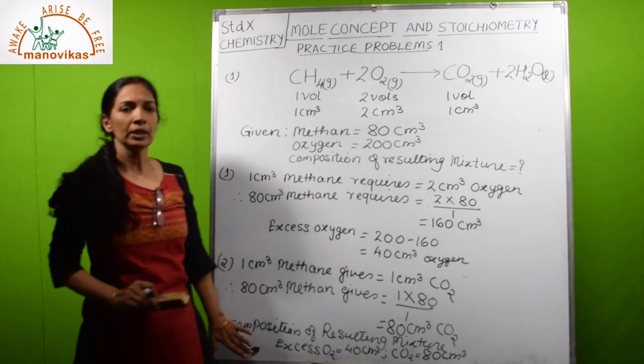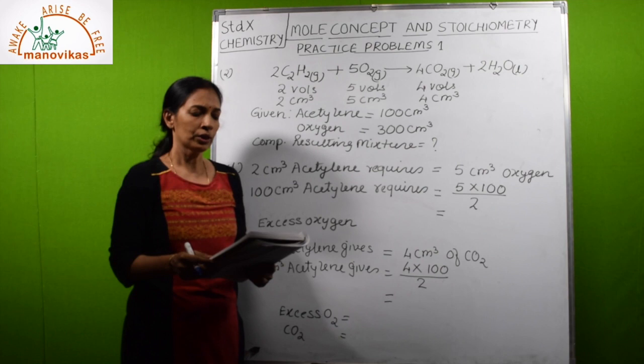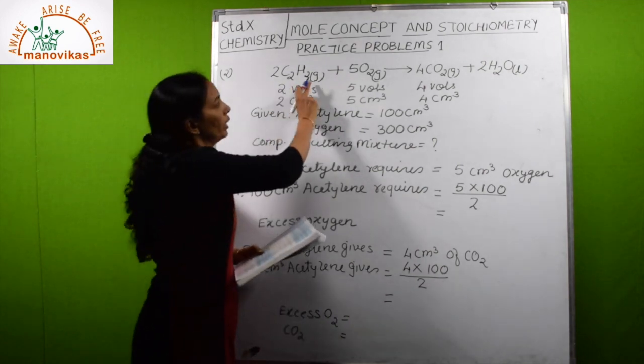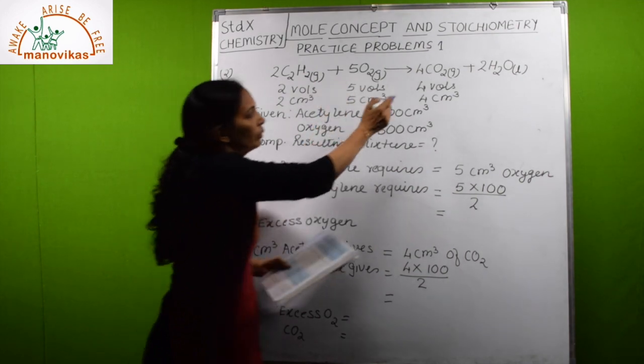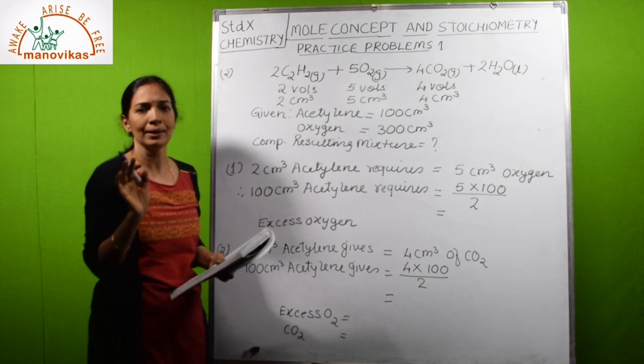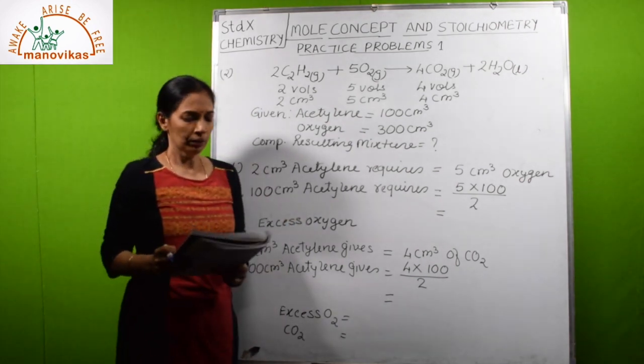So, this is how you have to calculate. Let us do the next sum. Next numerical is practice problem 1, second one. 2C2H2 plus 5O2 is equal to 4CO2 plus 2H2O. What is C2H2? It is acetylene, an organic gas. Okay. So let us see the question.